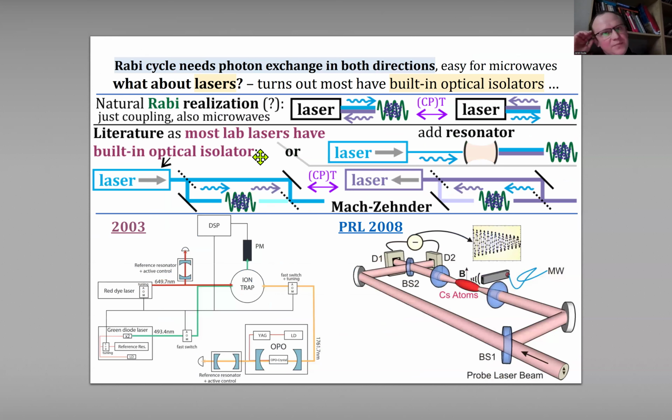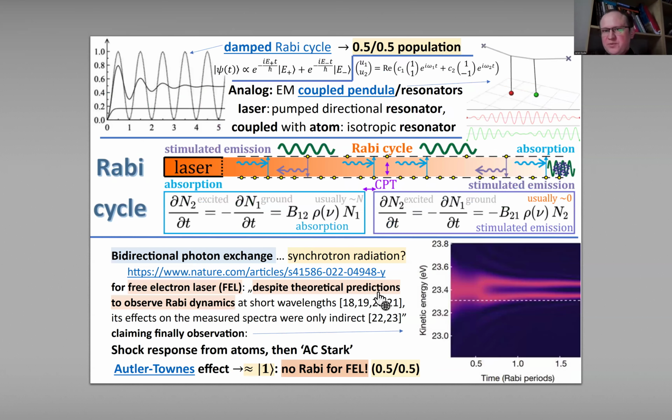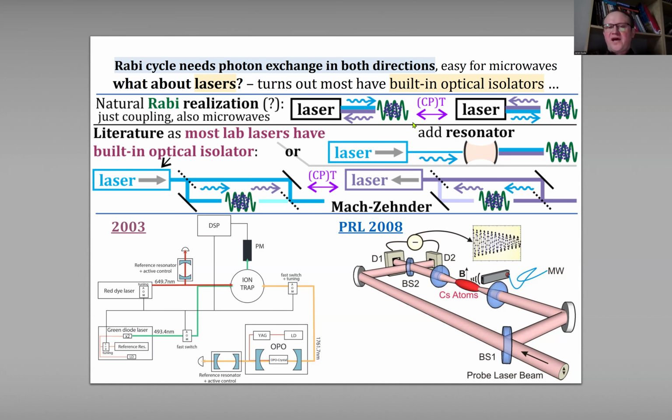So for example, it turned out that lasers, in the laboratory at least, usually have built-in optical isolators. So if you have this box, it probably has this optical isolator inside. So it would, as said here, make the Rabi cycle problematic because the optical isolator forbids this violet photon trajectory. So in my view, we should be able to do this direct approach for direct Rabi realization. Due to this optical isolator, it makes it more difficult.